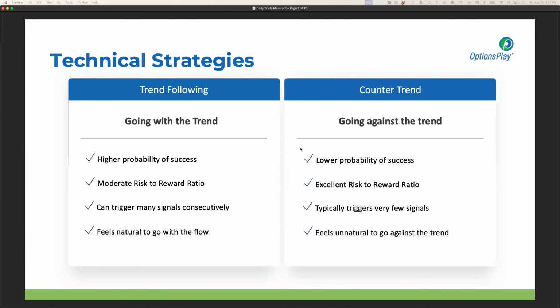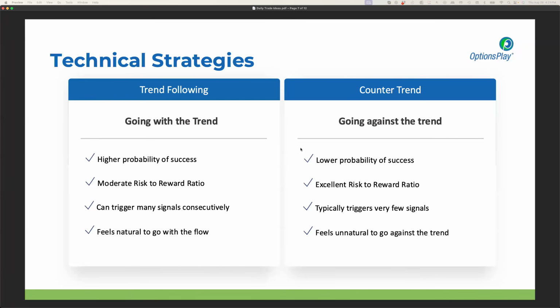And that's because by definition, when you're following a trend, you're to some degree already late to the trend, right? Because it's already been established. It's easily identifiable by you and everyone else in the markets, and you're simply going along with it. You generally have a higher probability of success but a lower risk to reward ratio.